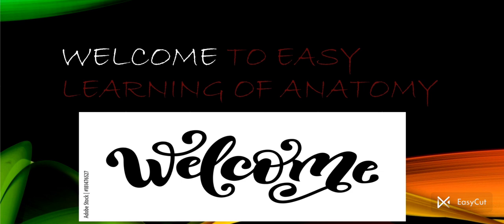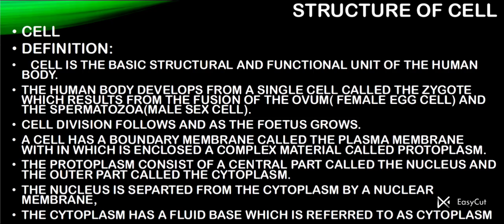Now we'll discuss the structure of the cell. So what is the definition of a cell? A cell is the basic structural and functional unit of the human body. A group of cells is called a tissue. A group of tissues forms an organ, and a group of organs forms a system. All the systems together form the human body.